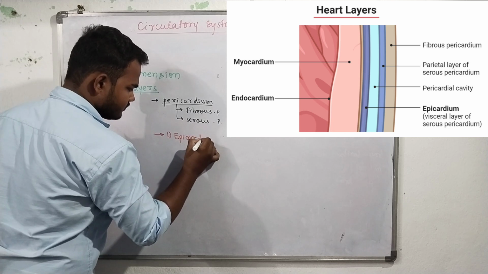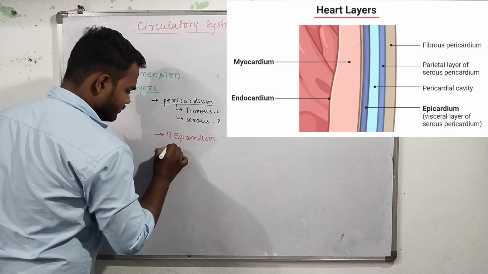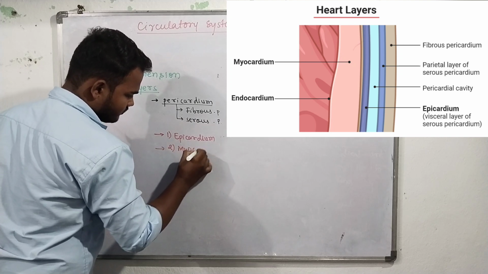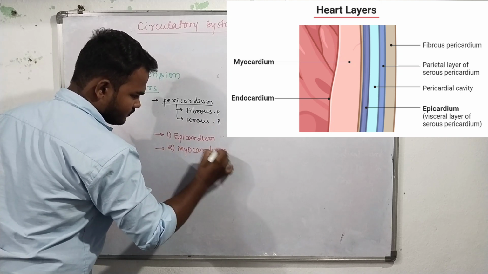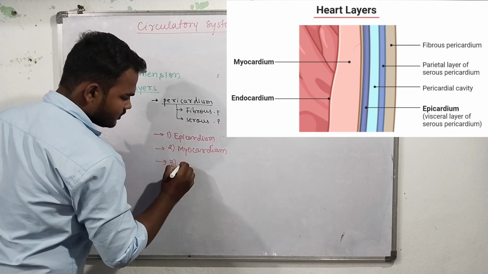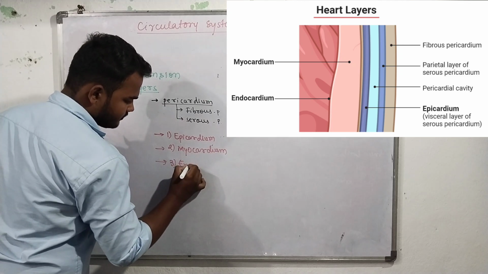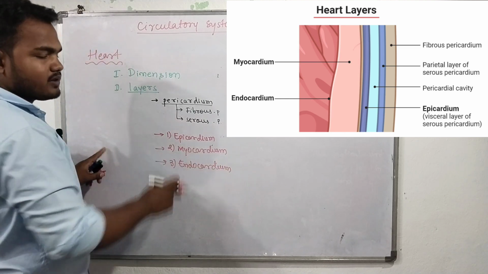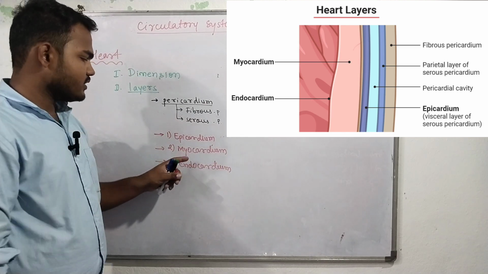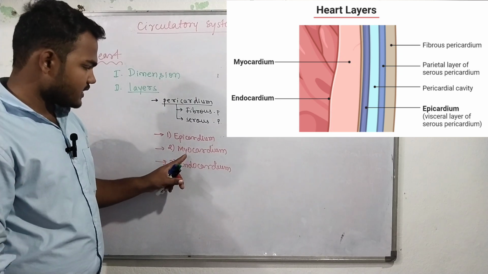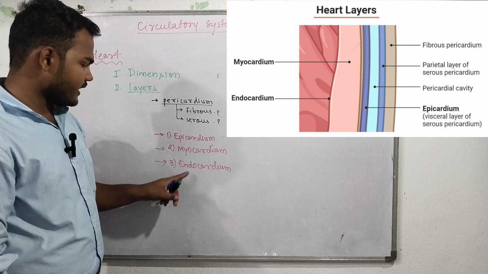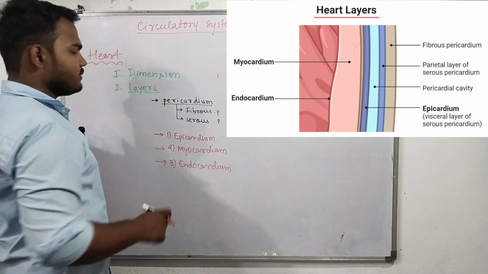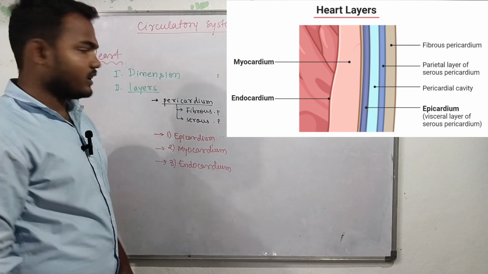epicardium, myocardium, and third is endocardium. This epicardium is the outermost layer of the heart. Myocardium is the middle thick muscular layer of the heart, and the inner layer of the heart is endocardium. The pericardium has fibrous and serous pericardium.